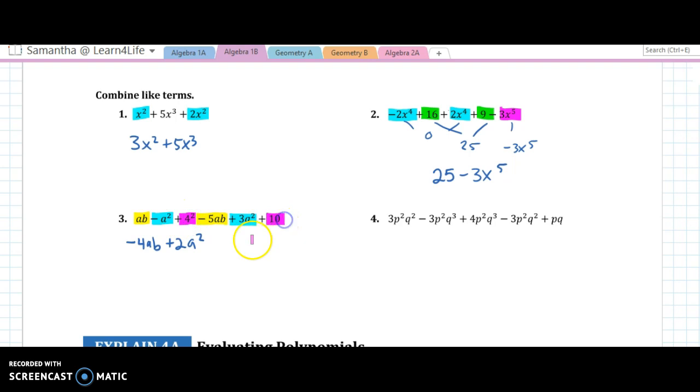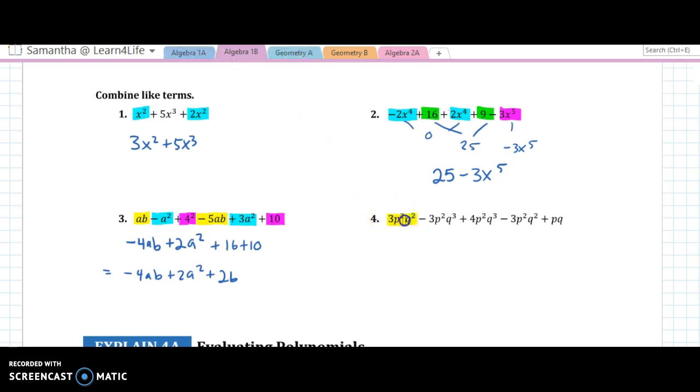Even though there's an exponent on that, the exponent is not on a variable. So this is just 4 squared, which is just 16, right? So we get 4 squared plus 16 plus 10. Wanted to rewrite that because I had to change 4 squared into 16. So we get negative 4ab plus 2a squared plus 26. Final answer.